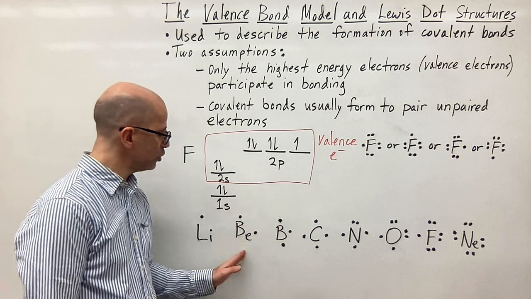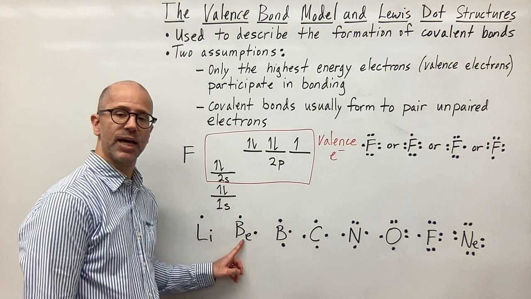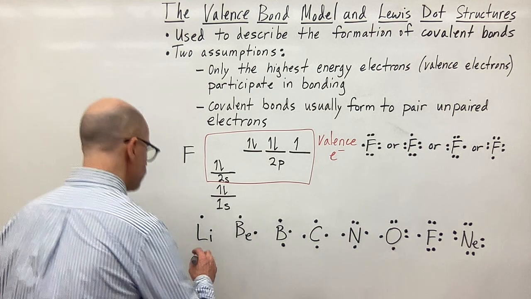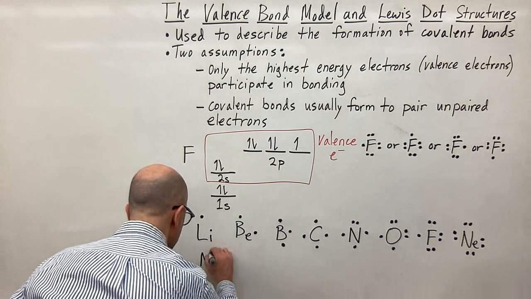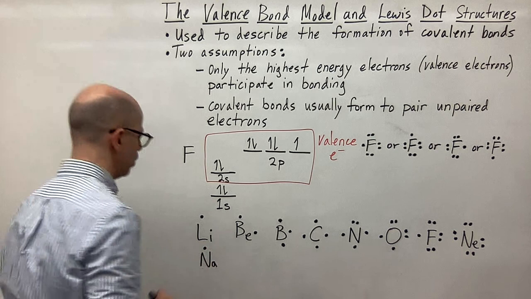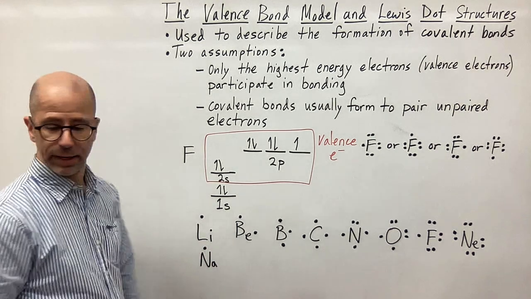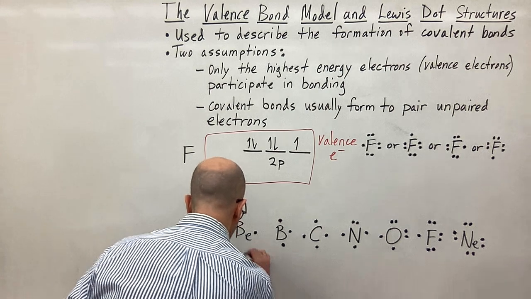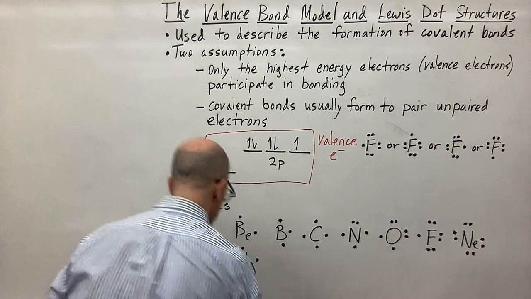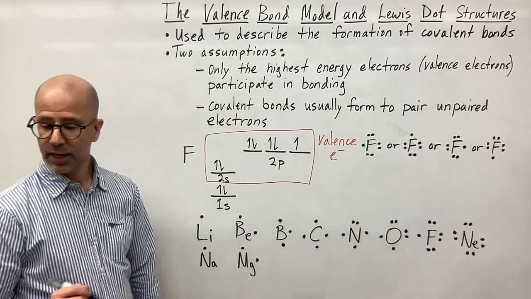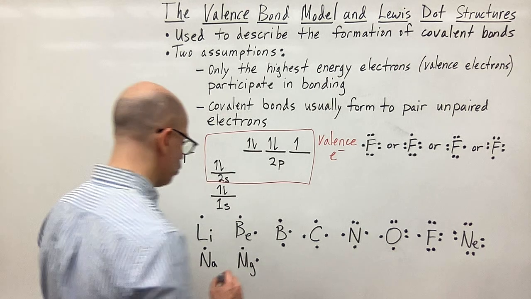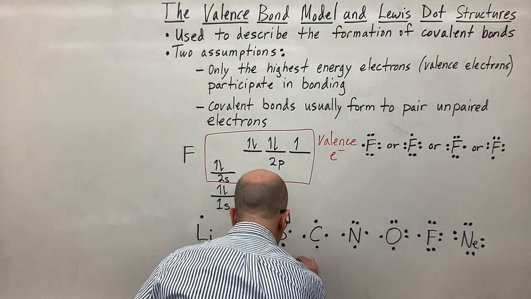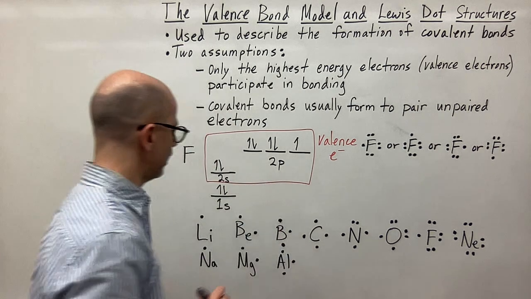All elements in group 2 are going to look like this. The only difference is that the symbol is going to be different, right? So if I did sodium in group 1, it would look like this. And then magnesium in group 2 would look like that. And if I keep going, next I have aluminum. Aluminum is in group 3, so it would look like that.